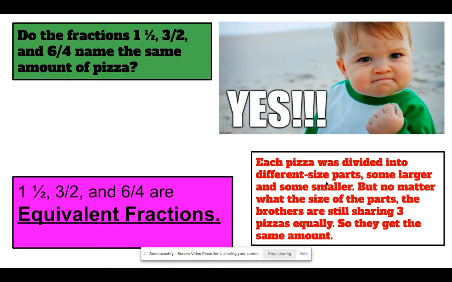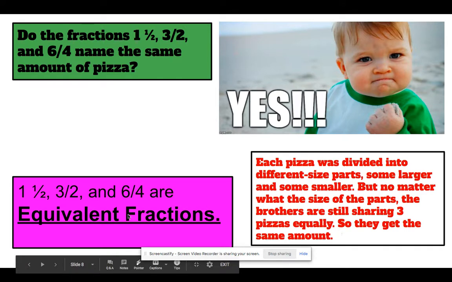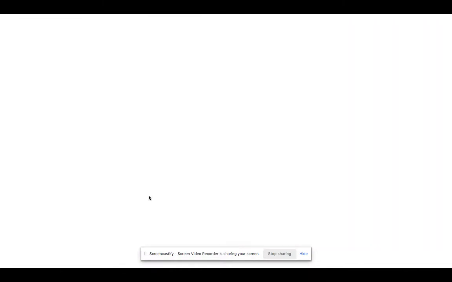Like the first time we just left the pizzas whole, and then we cut the other one in half. And then the second time we cut the pizza into halves. And then the last time we took the pizzas and cut them into 4 slices, right? So again, every time each pizza was divided into different size parts, some larger and some smaller. But no matter what the size of the parts, the 3 brothers are still sharing the 3 pizzas equally. So they get the same amount of pizza. So 1/2 is the same as 3/2 is the same as 6/4.